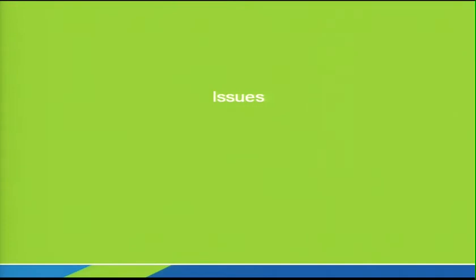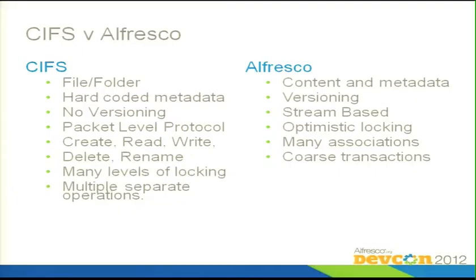But if I didn't explain what a CIFS shuffle was, by the time I got halfway through my presentation, you'd all be confused. So what are the issues that we've had with prior versions? The first is to compare CIFS and Alfresco. CIFS is a file and folder protocol, whereas Alfresco is to do with content and metadata.